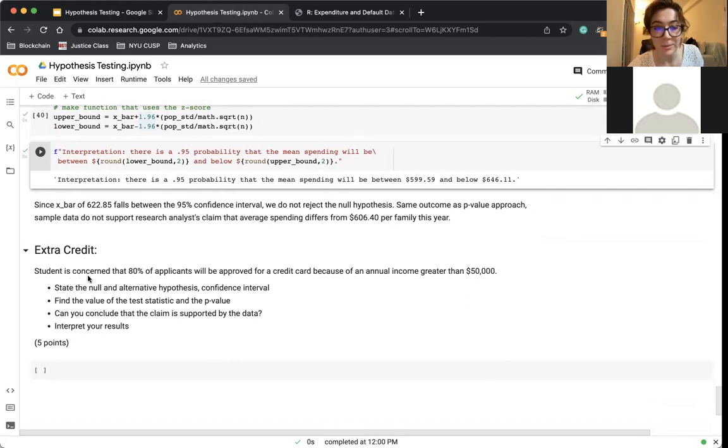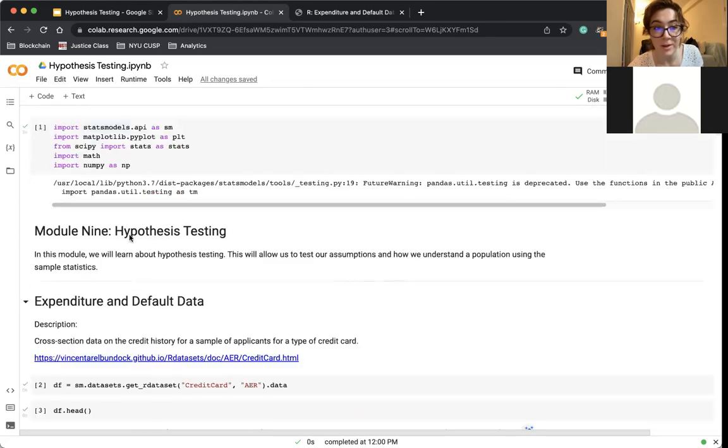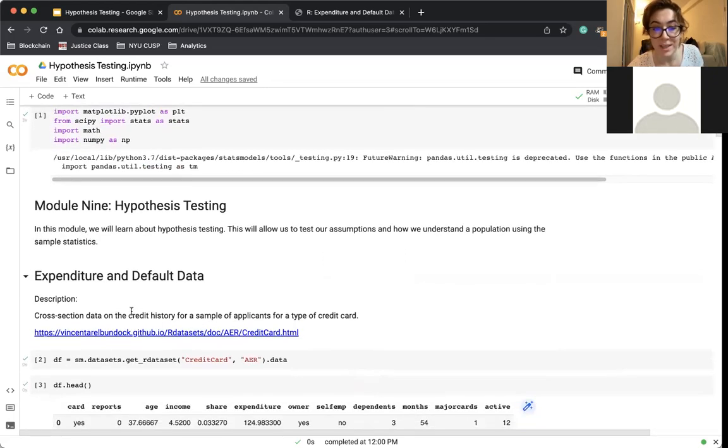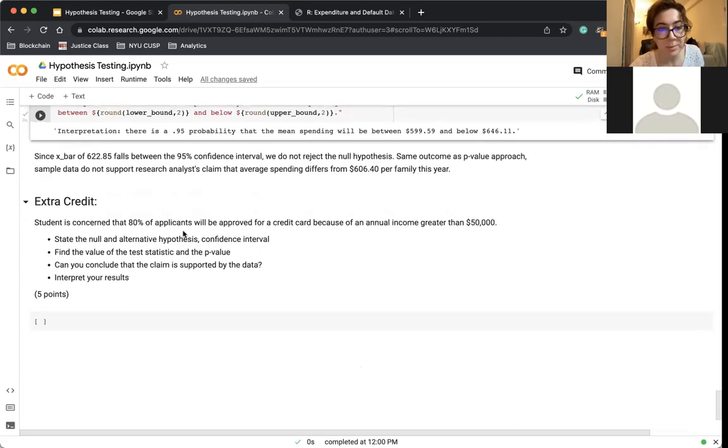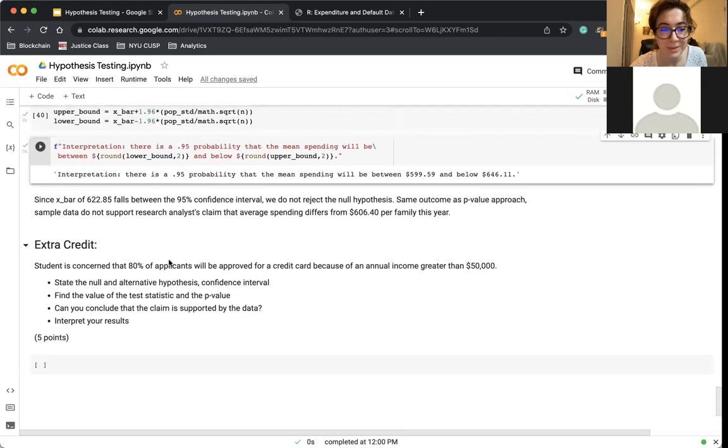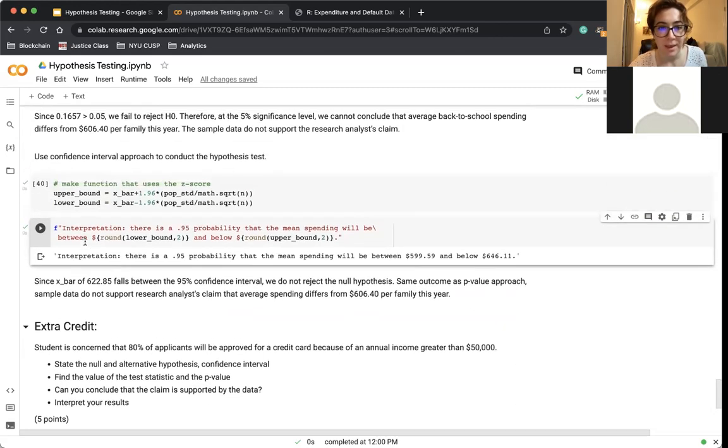So let's say from what we went through the first one around this expenditure and default data, let's say a student is concerned that 80% of applicants will be approved for a credit card because of an annual income greater than 50,000. So as extra credit, you will state the null and alternative hypothesis, confidence interval, and go through these different evidence to claim or refute this. And that's similar to most of the other homework questions as well. But a little extra credit that is optional to do as well.